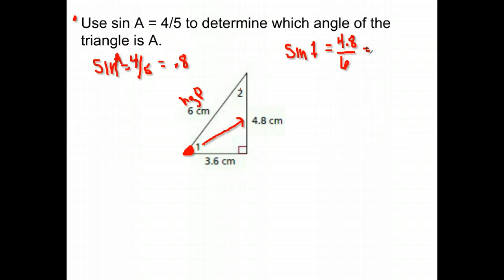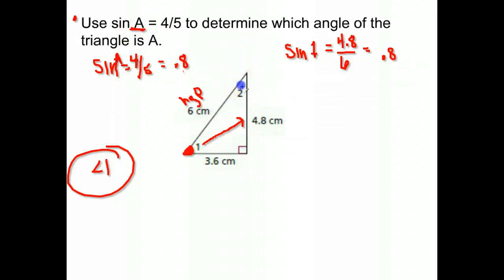Just go ahead and divide that. Do top divided by bottom. 4.8 divided by 6 is 0.8. Well, notice that's what we're looking for. We want to know which of these two angles had a sine of 0.8. So right off, I can say angle 1 is my angle A that I was looking for.